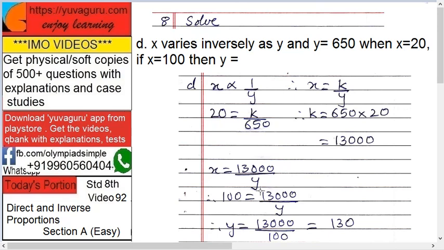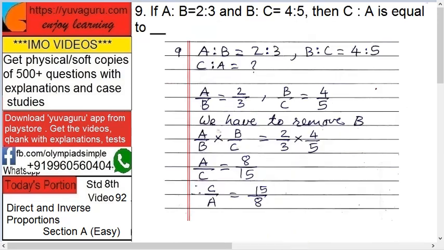Okay, therefore x equals what? 13,000 upon y. Now what is given? X 100. So 100 equals 13,000 upon y. Y on the other side, 100 below 13,000. So the zeros cancel, 130. Y equals 130. That is the required value.